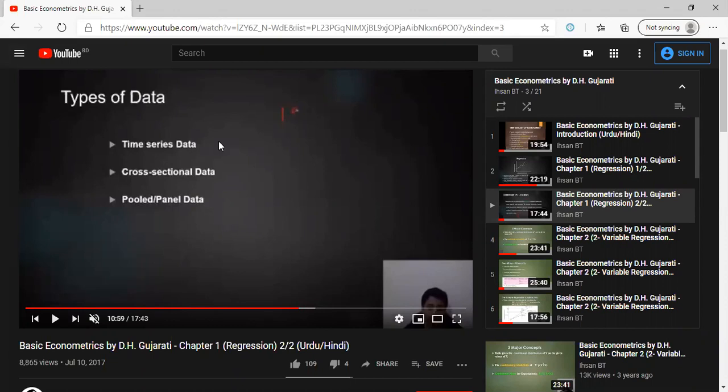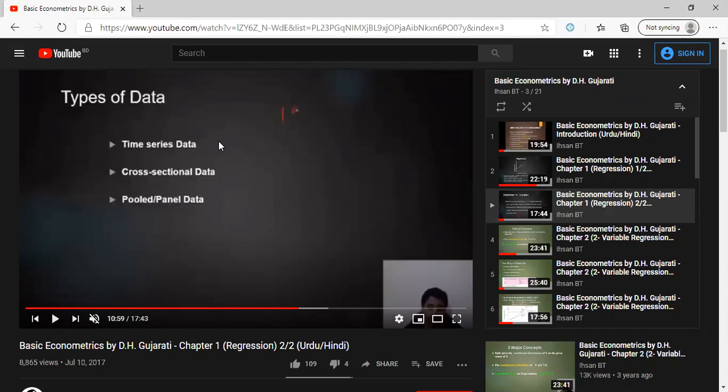Time series data is pretty straightforward. Time series data means over the period. So let's say GDP over the years. Let's say you start from 1972: GDP in 1972, GDP in 1973, in 74, 75, and so on. That is time series data.